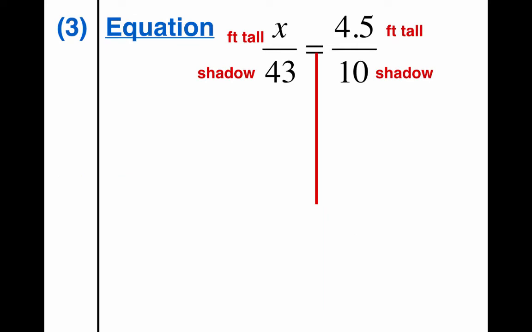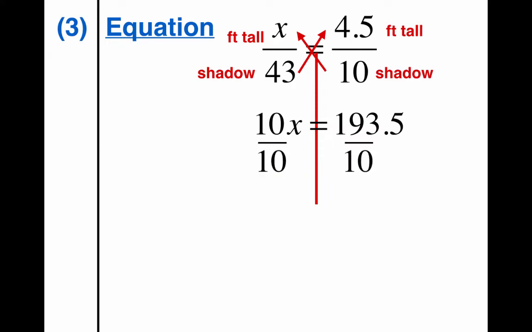Let's get it all by itself here. Let's see. Cross multiply would be a strategy. We could do 10 times x and 43 times 4.5. So that'd be 10x and 193.5. And then we just got to divide that 10 away. So divide by 10, and we get 19.35, which is our answer to how tall is the tree. It is 19.35 feet tall, almost 20 feet tall.